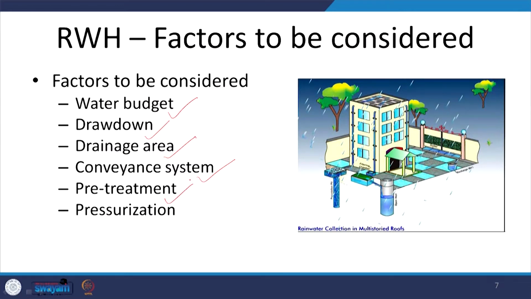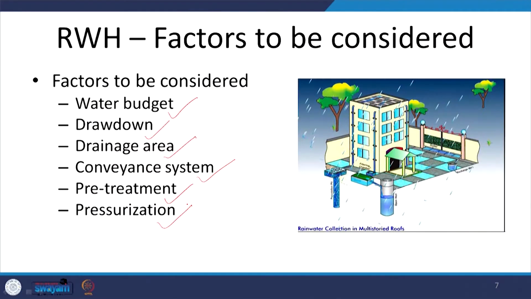The next is pre-treatment. Now, this pre-treatment depends upon what purpose we are collecting the rainwater for. If we are collecting the rainwater only for managing irrigation, suppose, then the type of filtration which is required is different. If we are collecting rainwater for pumping it to the ground, the filtration level is different. If we want to use it for potable use, for human consumption, then the filtration level and the cleaning has to be of a different order altogether.